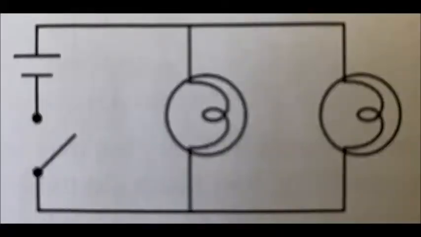Question 20. Use symbols to draw a parallel circuit that has two light bulbs, a battery, and a switch to turn both lights on and off. Okay, your diagram should look like this.